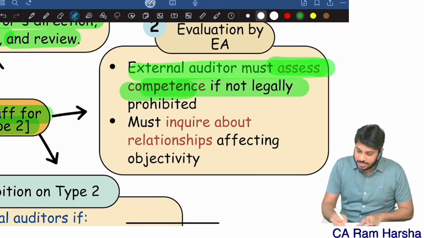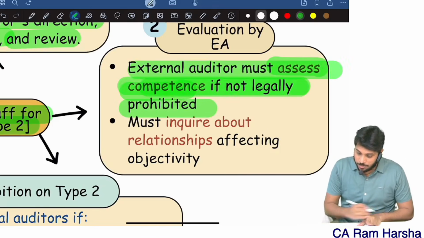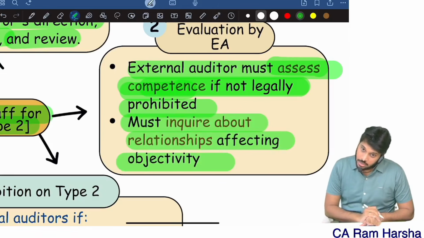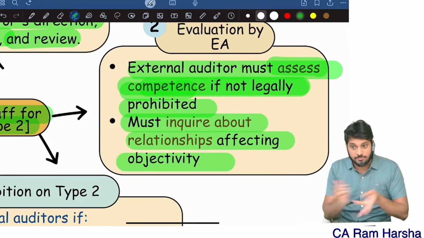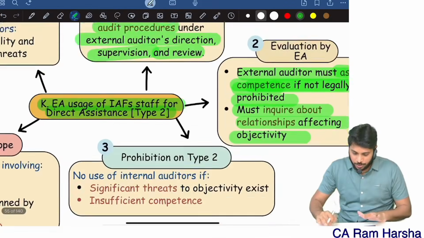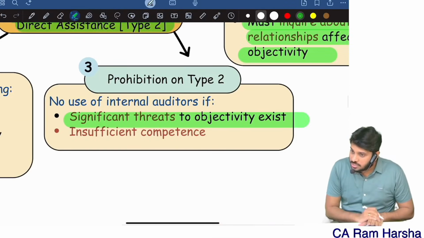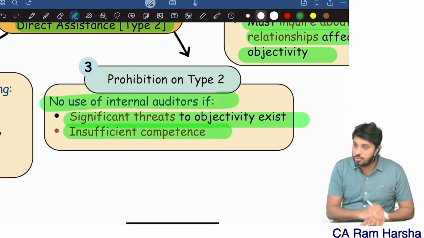Yes or no? The external auditor must assess competence if not legally prohibited, and must inquire into relationships affecting objectivity. Nothing but objectivity and competence. If both are lacking, don't use it. That's the third point: significant threats to objectivity or insufficient competence, do not use direct assistance.